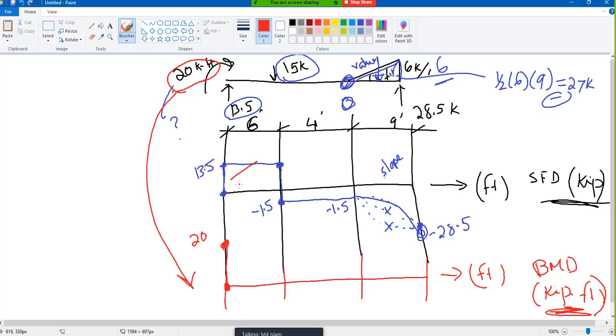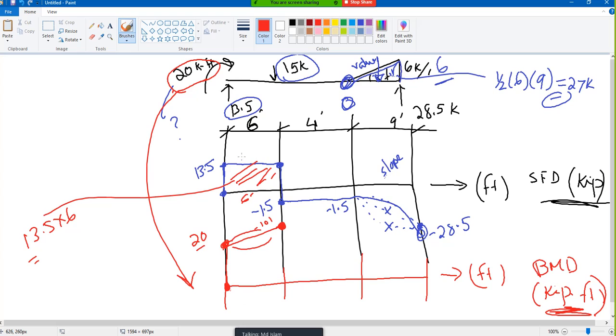Next, what will we do? We will check the area of this. What is the area of this? It is 6 feet times 13.5. 13.5 times 6 is 81. So 81 plus 20, that means it will be 101. After coming here, 101. Is it linear, concave down or concave up? Linear. How? This area is going proportionally.